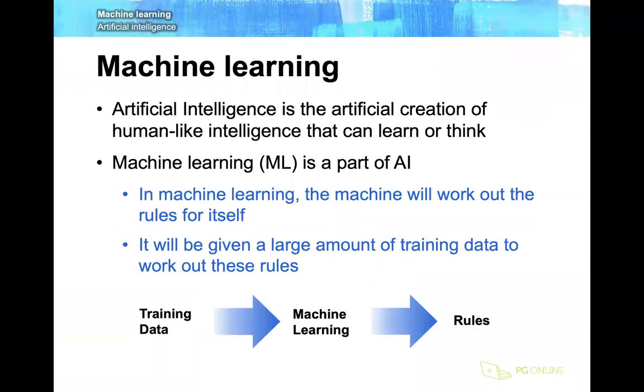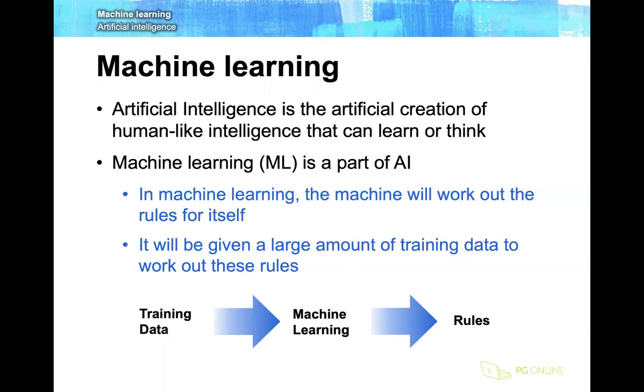Machine learning. So machine learning is a part of artificial intelligence. Artificial intelligence is the artificial creation of human-like intelligence. It's all about human-like intelligence. The things we've talked about, learning, problem solving, pattern recognition, these are things humans can do. If computers can copy it, it's human-like intelligence.